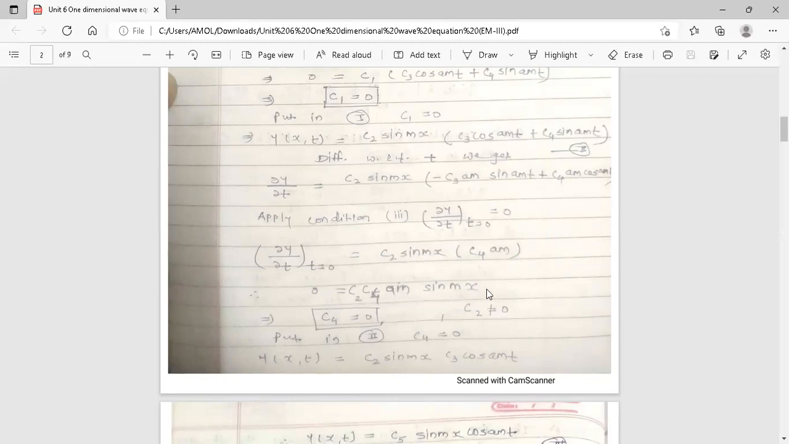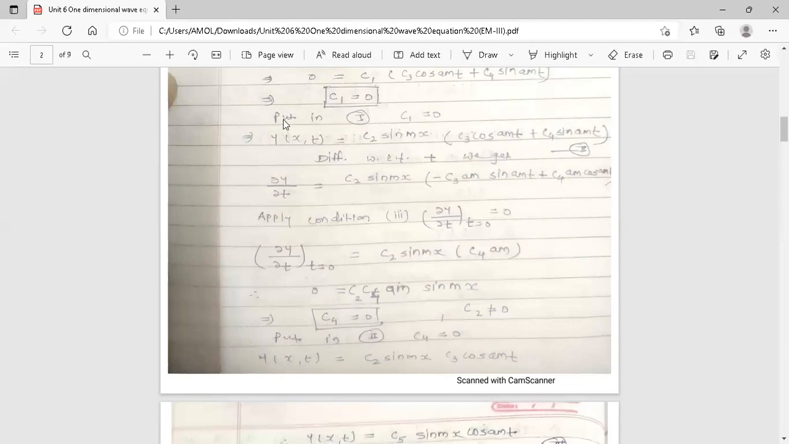Sin MX is equal to zero? We cannot say sin MX is equal to zero. Otherwise, the equation number two will be zero. Because if we put sin MX is equal to zero, Y of X is equal to zero, which is not possible. So only possibility is here that C4 is zero. So the arbitrary constant C4 is zero.